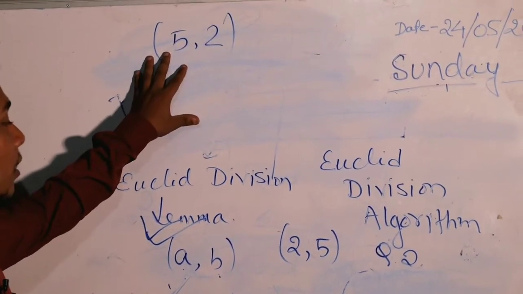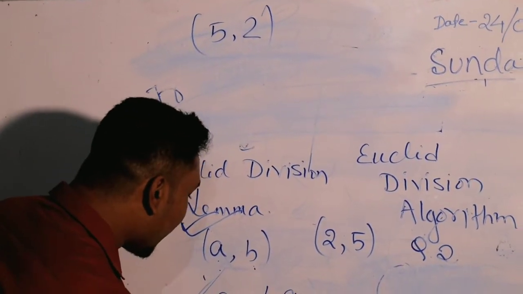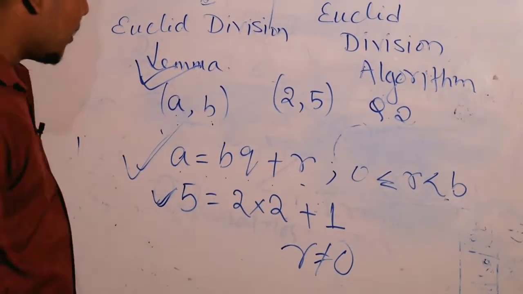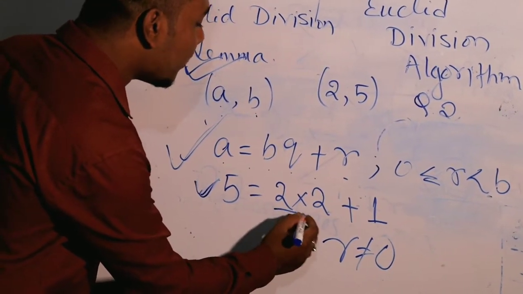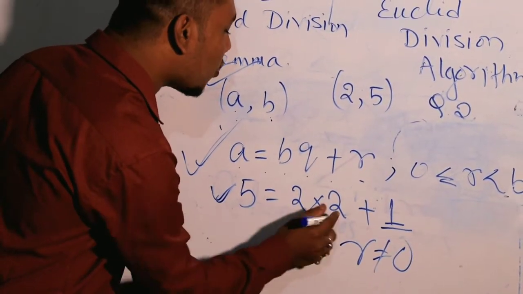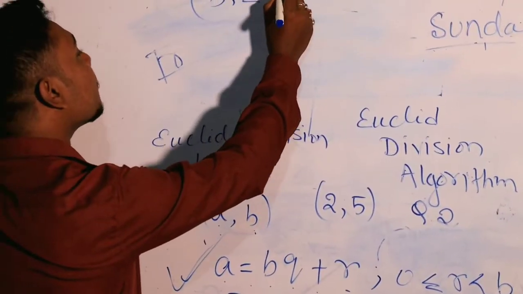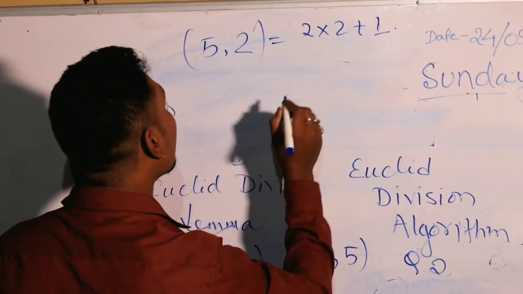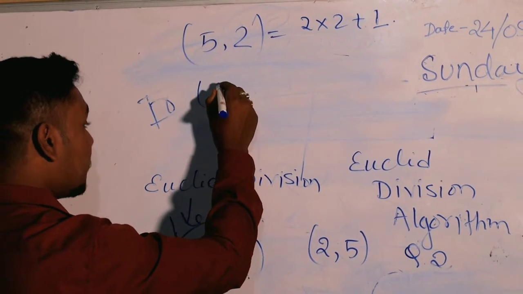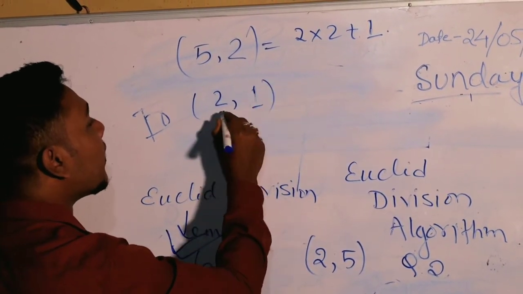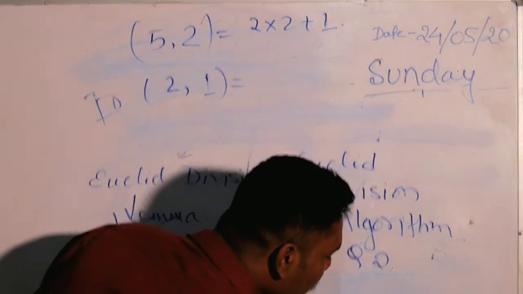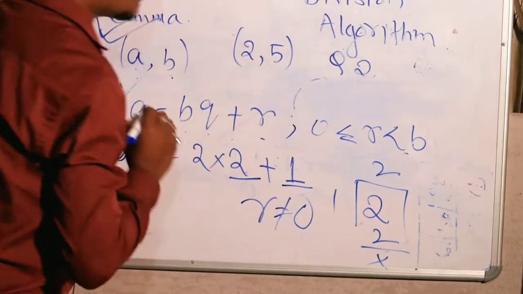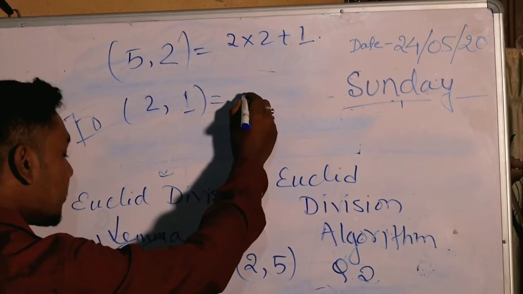Now we will use this theory again. Here R is not equal to 0, so we have to repeat using this 2 and this 1, that is the divisor and the remainder. 5 is equal to 2 into 2 plus 1. It is the first step, and the second step is 2 and 1. If I divide 2 by 1, we get 2, 1s are 2, remainder is 0.